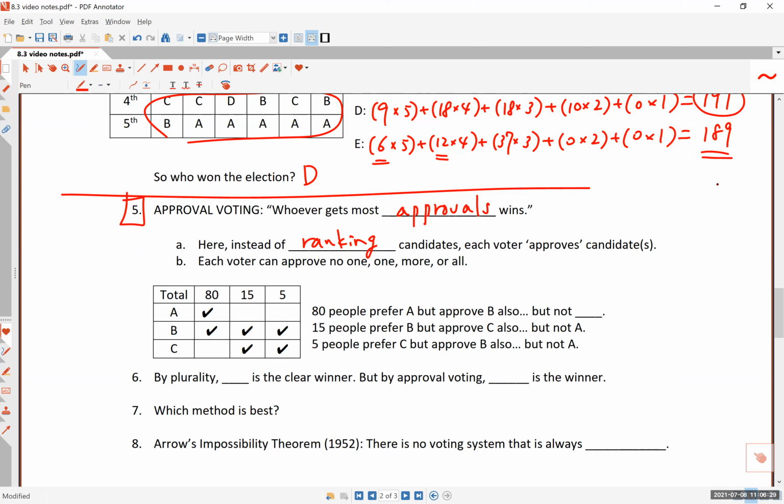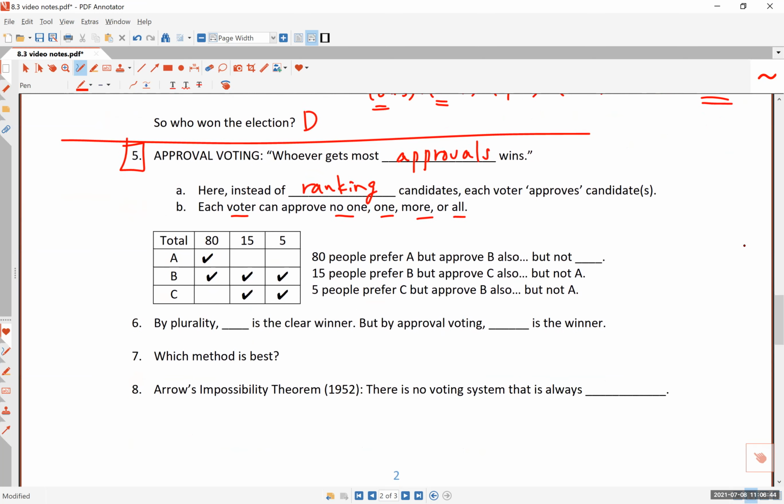Okay, so here's an example of this. Again, each voter can approve no one, one, or more, or all of them. Whoever they think, oh yeah, that person can do the job, then that voter can put the check mark. All right, so in this other election, how many people are there? 80 plus 15 plus 5, that's 100 people casting their ballots.